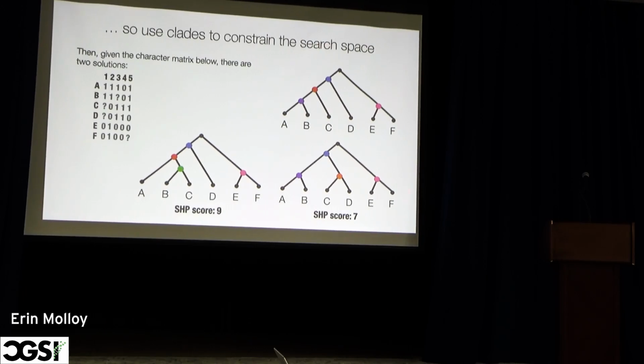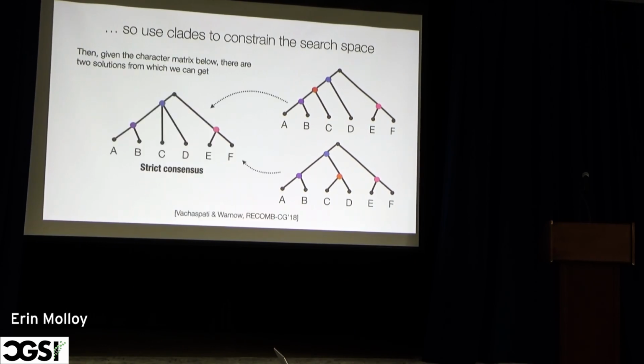I can see that these 2 trees have score 7 and this one has score 9 if all edits are weighted equally at weight 1. And so then, basically, I could take the 2 solutions here and build their strict consensus, which essentially only includes the clades of equally scoring trees.